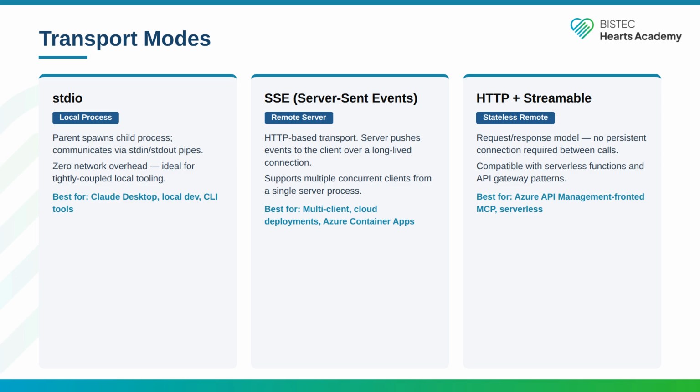Streamable HTTP is the newest transport mode. It's stateless request response, compatible with serverless functions and API gateway patterns. This is the right fit when you want to front your MCP server with Azure API Management for authentication, throttling, and request logging. A useful rule of thumb: start with stdio for local development. When you take this to production on Azure, migrate to SSE. The tool definitions and handlers are identical, only the transport layer changes.